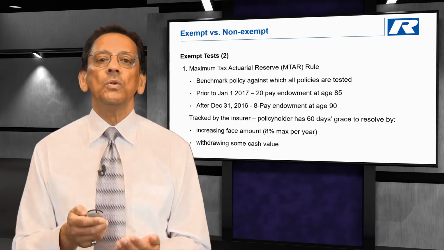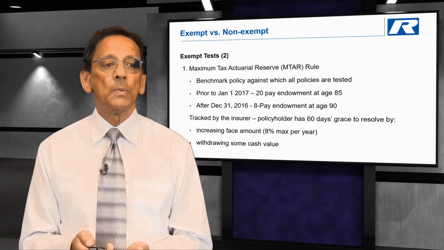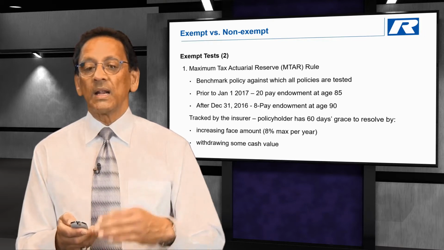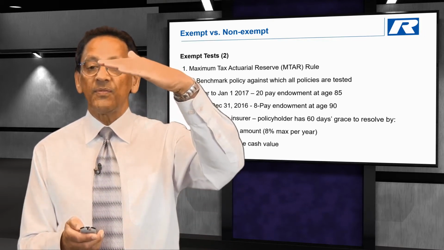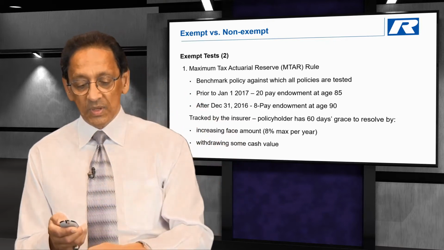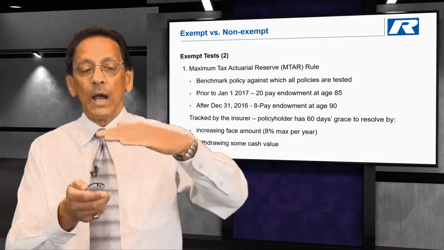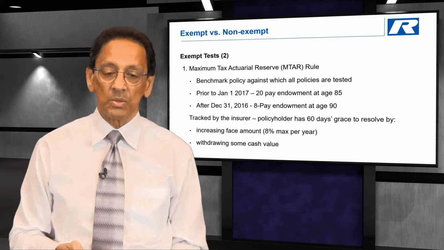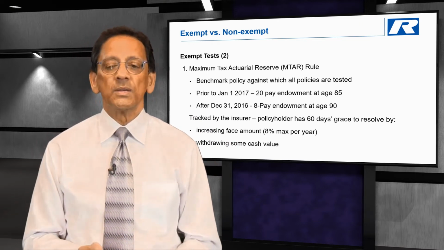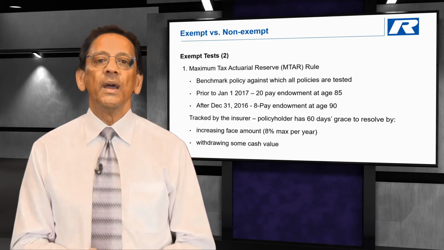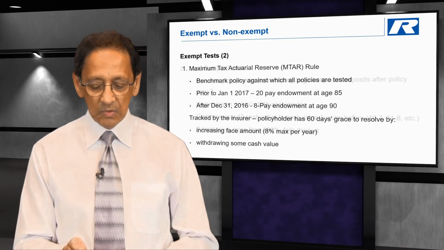He's not going to be taxed right away. He's given 60 days to resolve the issue. And usually what happens is insurance companies automatically will increase the death benefit so that the new death benefit, in fact, relative to the cash value, now becomes exempt, or the client can always go in and take some cash out. Because the goal here is to try and keep your policy exempt so you don't have to pay tax every year on the increase in value.